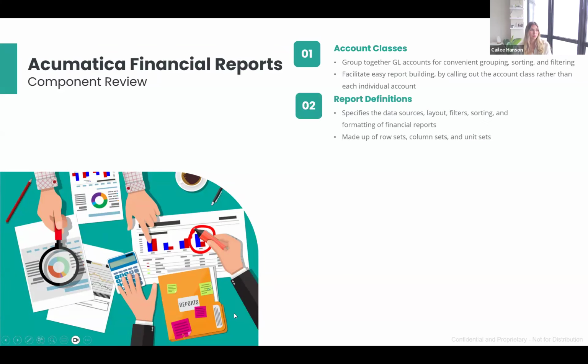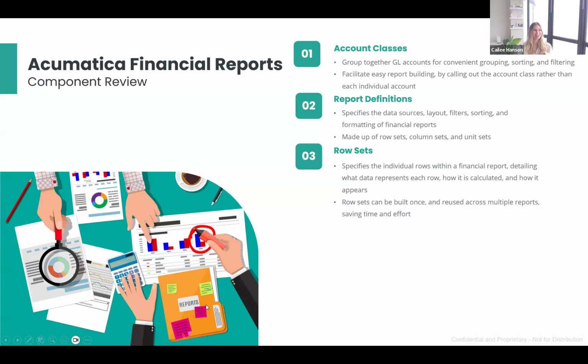The next is the report definition. This is pretty straightforward, it sounds exactly as it's named, but it's really the definition of the report. It helps specify the data sources, the layout, filtering, sorting, and formatting. And really the important part here is the report definition is made up of row sets, column sets, and then unit sets. So what are each of those?